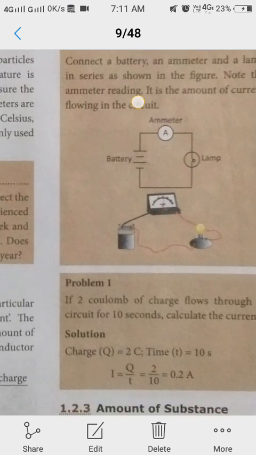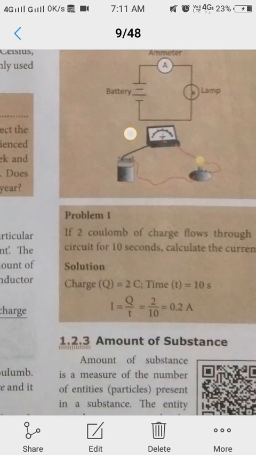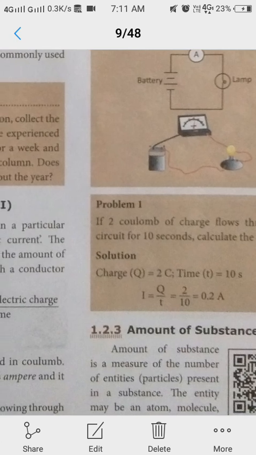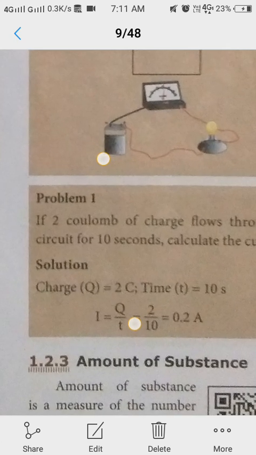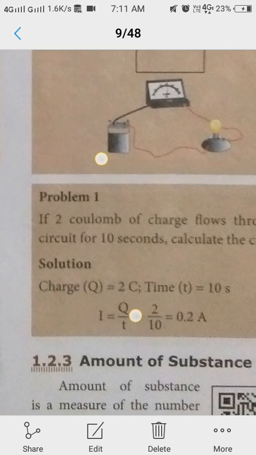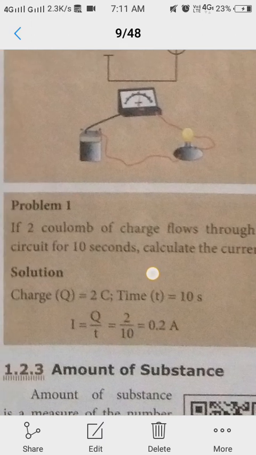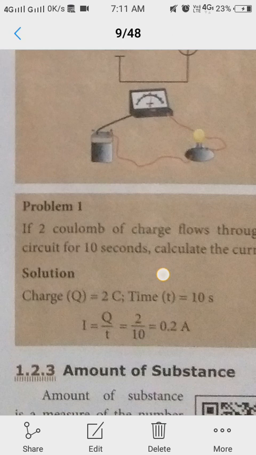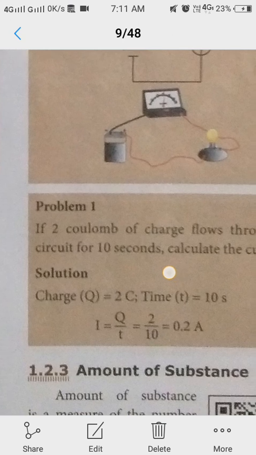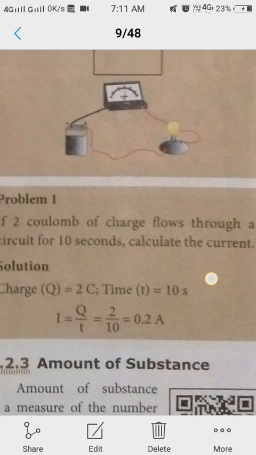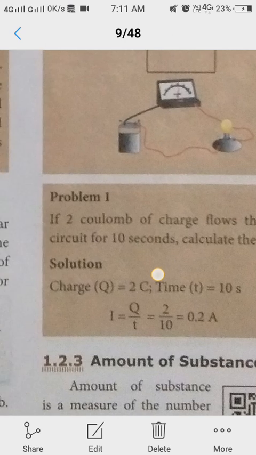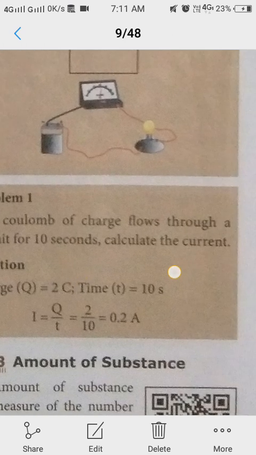Then we have to see one problem. In this problem, 2 coulomb of charge flows through the circuit for 10 seconds. So what is the first data given? That is charge. Charge is equal to 2 coulomb. Then the time is 10 seconds. Then we have to calculate the current.